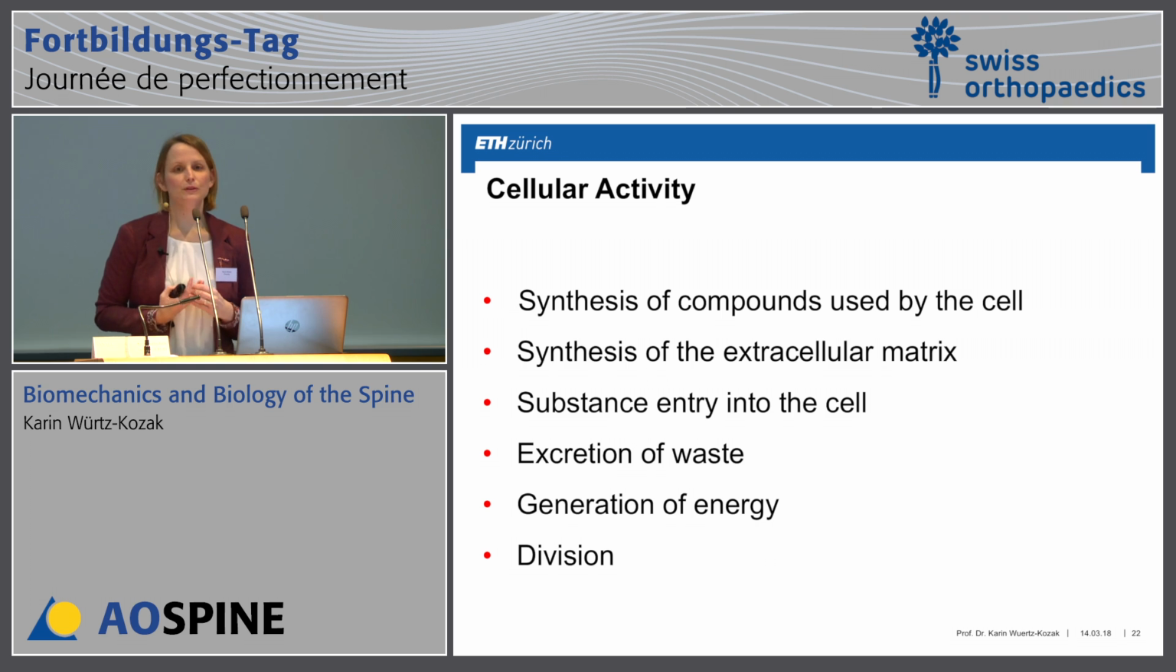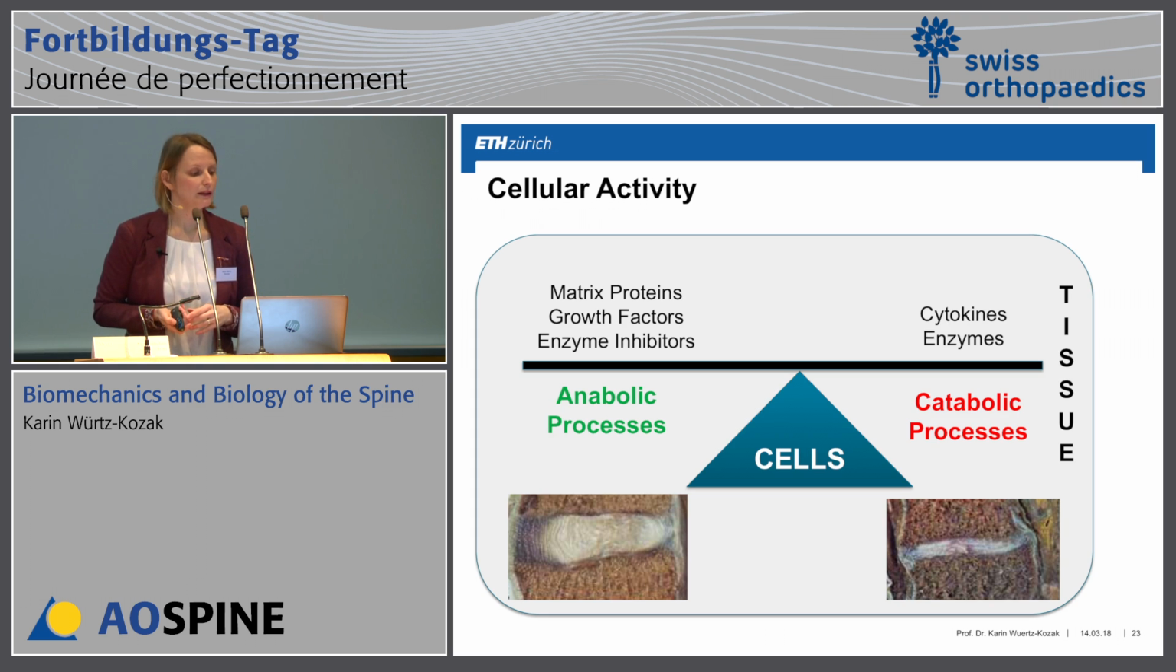Now, when we talk about cells, obviously we also have to talk about cellular activity. And cellular activity means what the cell does. It's on the one hand the synthesis of matrix proteins, extracellular matrix, but it's also waste excretion and generation of energy, division, all of these aspects. And in the intervertebral disc, the most important parts that you have to understand is that cells produce, on the one hand, matrix proteins. They also produce growth factors which stimulate matrix protein synthesis, but also inhibitors of enzymes. But on the other hand, they produce enzymes that will actually degrade these matrix proteins.